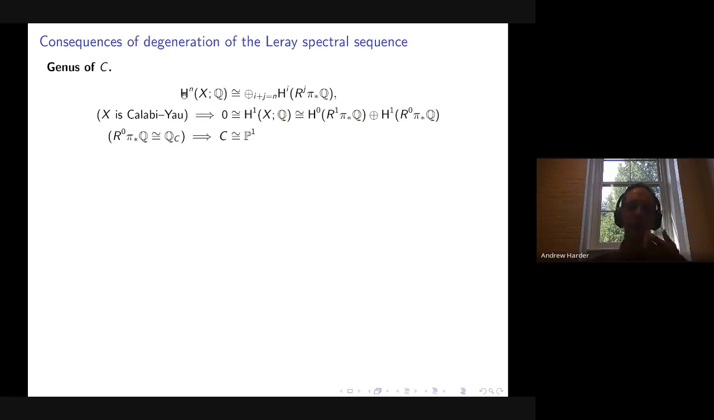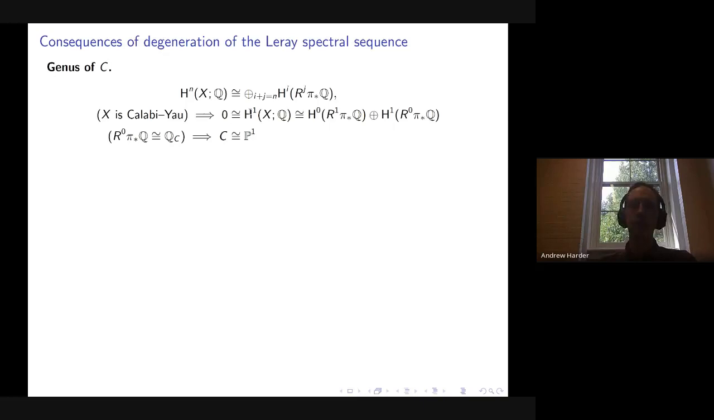So just writing out what this degeneration of the Leray spectral sequence says for H^1, we see that H^1 of the total space is equal to H^0 of R^1 plus H^1 of R^0. Forgetting about the left-hand term, this means that both of these two things are 0. So in particular, H^1 of R^0 is equal to 0. Since our fibers are connected, the sheaf R^0 π_* Q is just the constant sheaf. Therefore, H^1 of the constant sheaf on the curve is equal to 0, which means that the curve is P^1.